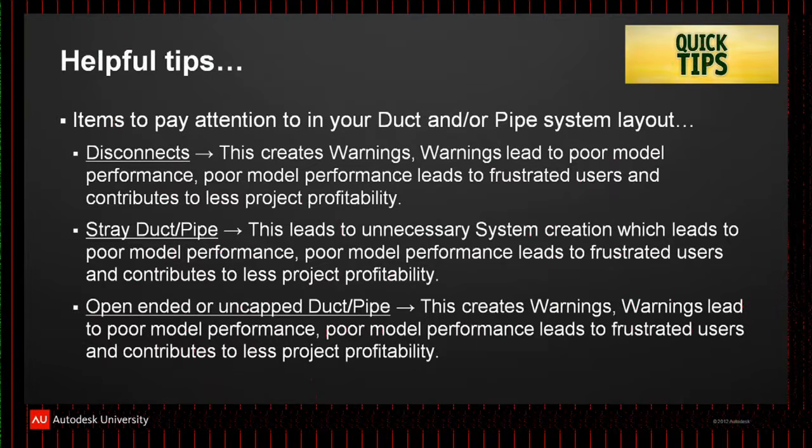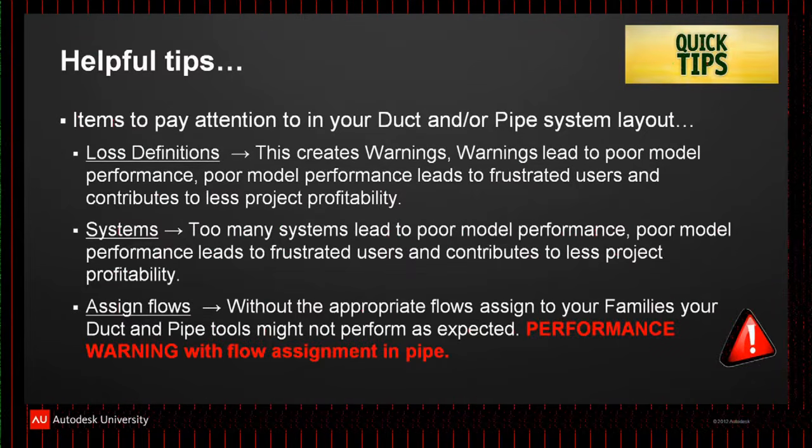Because when I got in there and took a look at their sanitary system, they had 436 sanitary systems. Okay, so that contributed. When they started regenning, it was just the spinning wheel of death for about 15, 20 seconds waiting for that view to regenerate. So you've got to also cap those pipes. Capping the pipes is an effective way of getting rid of those warnings. Loss definitions.